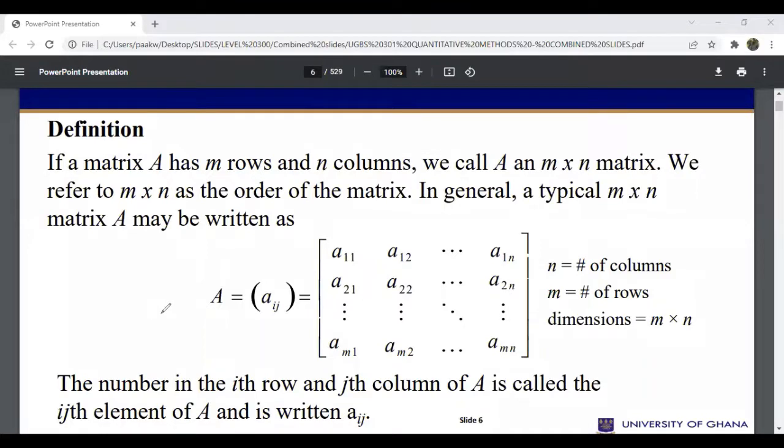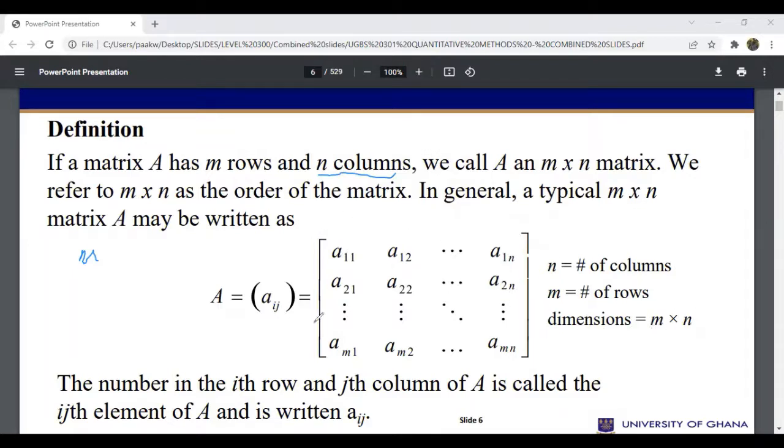So for you to be able to know the dimensions of a matrix, we have m to be rows and n to be columns. So when you see a matrix like this, you just count the number of rows and the number of columns, and that will give you your dimensions.